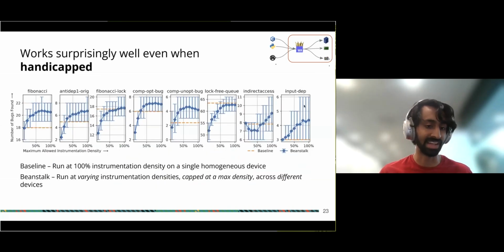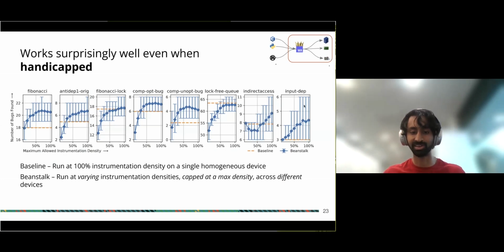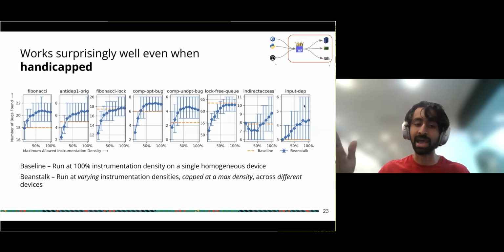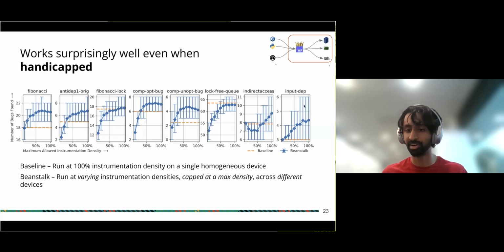And finally, we even ran this with handicapping, where the baseline is that we instrument all of our accesses, and we try to cap the number of accesses we can instrument. This comes back to the point I made about the tunability of our debugger. Oftentimes you might want to tune it to instrument at most 20% of your accesses. And we see that even with handicapping, you can often produce results that are almost as good or even better than a debugger that uses instrumentation on all of the memory accesses.